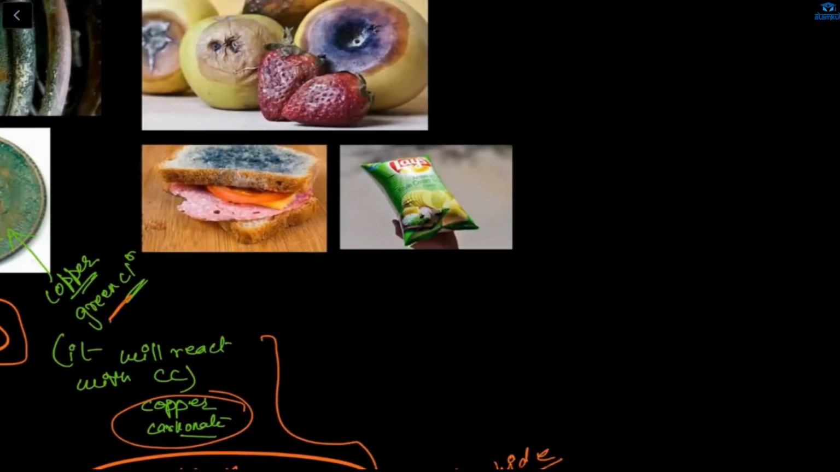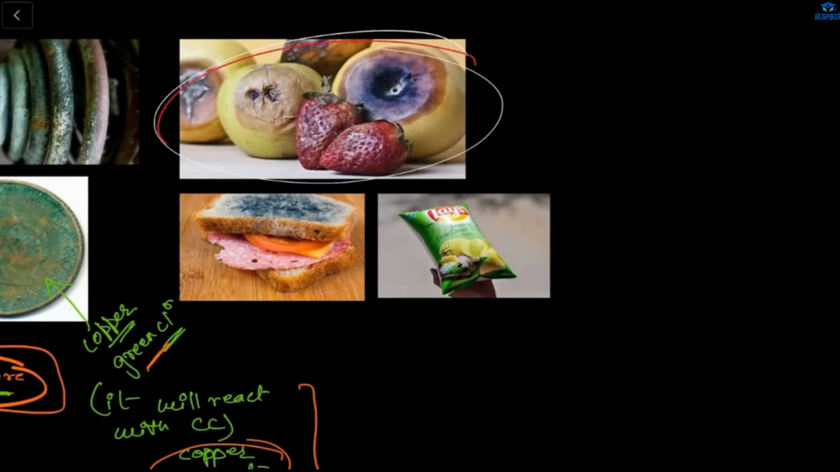Now, this is what? Anybody? Any idea? This is our food, this is a sandwich. So this is what? Rancidity, right? Rancidity.